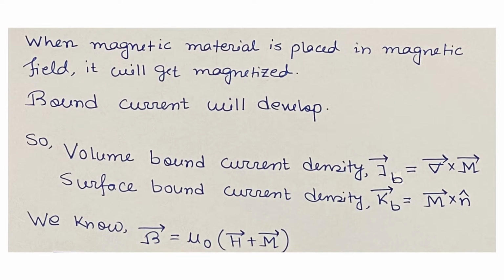Now we'll see the solution of the given question. We have already seen when a magnetic material is placed in a magnetic field, it will get magnetized, and it will give rise to two types of current densities, that is volume bound current density and surface bound current density. The volume bound current density is given by Jb vector equals curl of M, and your surface bound current density is Kb equals M cross n cap. Now we know the magnetic flux density or magnetic field inside the material is given by mu naught times H vector plus the magnetization vector M.